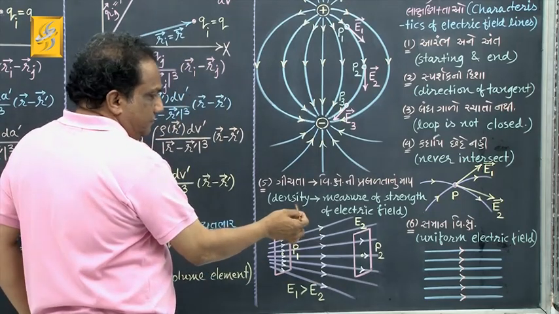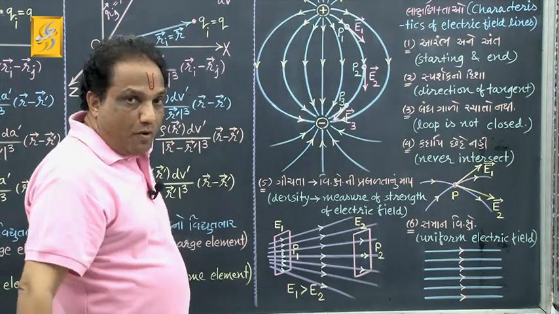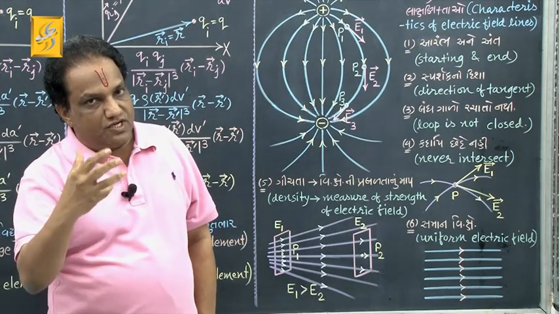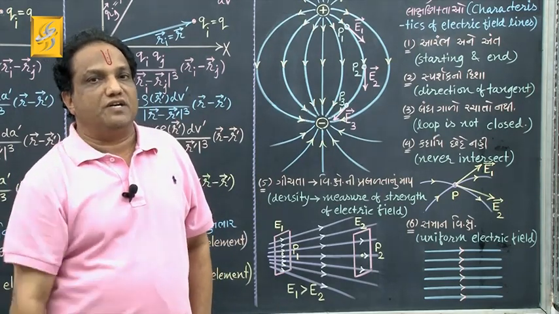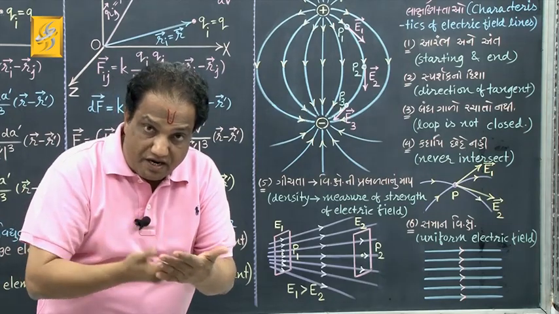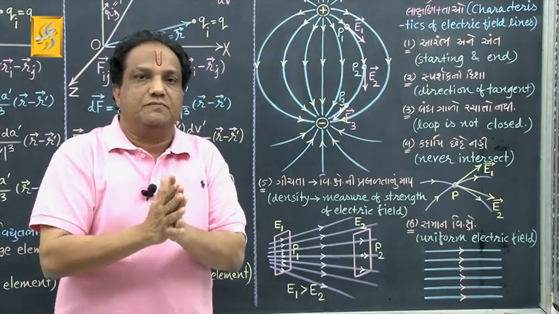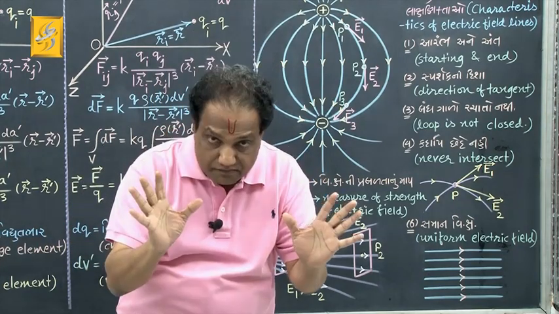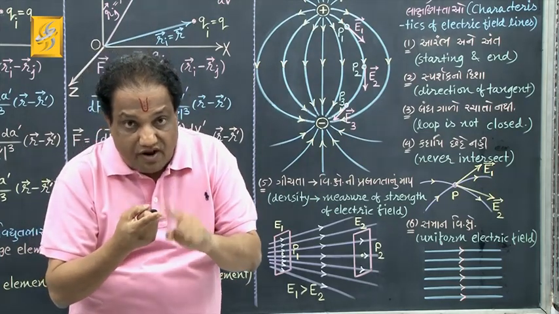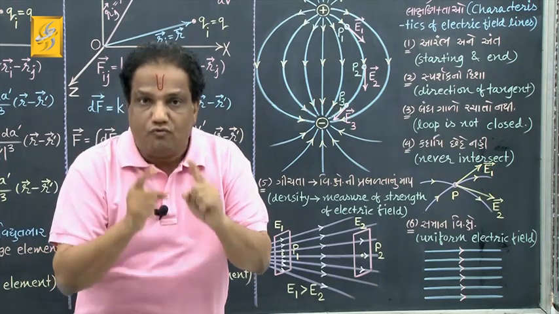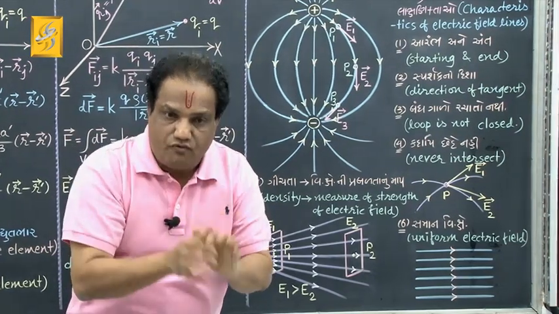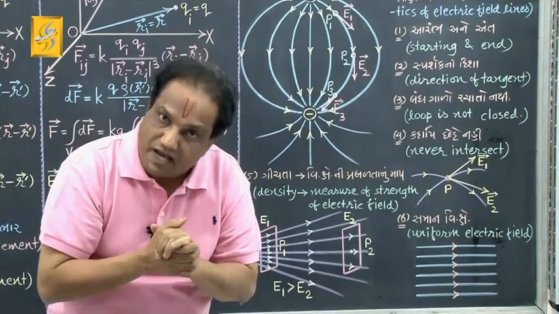Then we go for density, the population of electric field lines. Why do we draw electric field lines? Just to show the presence of the electric field pictorially, correct? That is true. But number-wise, how many electric field lines should you draw? For that, customarily we have chosen one rule. What is that rule? Very simple. Wherever there is a stronger electric field, we should show a greater number of electric field lines. Wherever there is a weaker electric field, we should show fewer electric field lines.